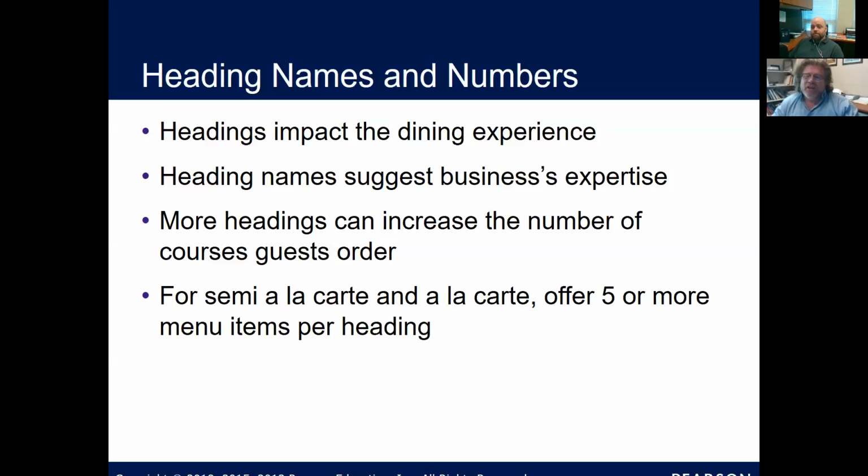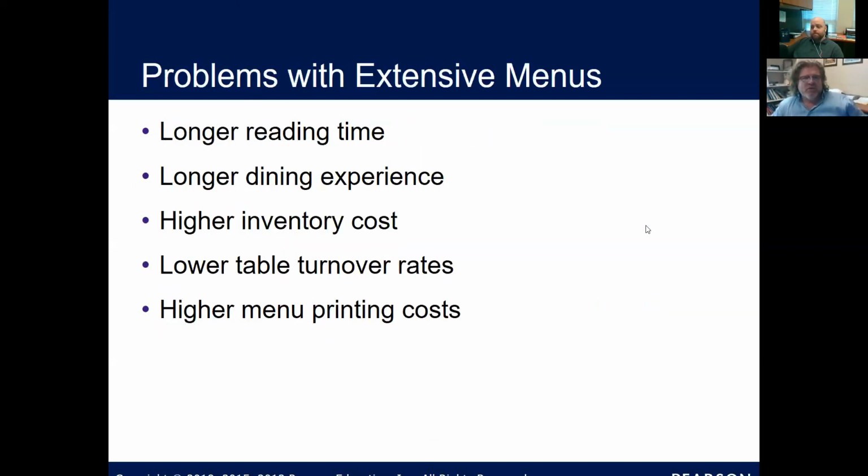So I can actually increase my check averages if I do something like have a heading on a menu that says "taste for two," because it indicates the appetizer is big enough for two people, and they're more likely to order that item. So just the wording or the description will have an effect. And when we have these a la carte or semi a la carte items, the entree items on your menu, if we're going to have a separate heading, we should probably have about 5 items under that heading, just to create the look that we're going for.